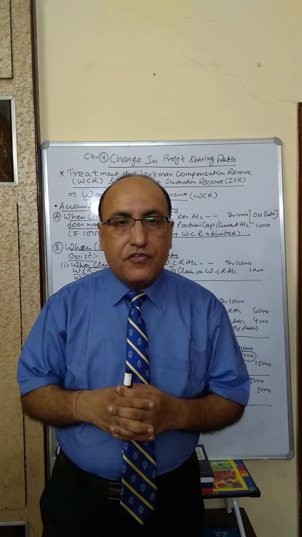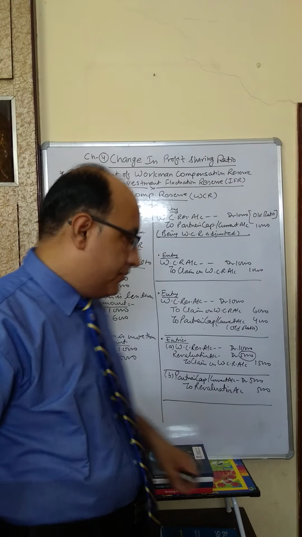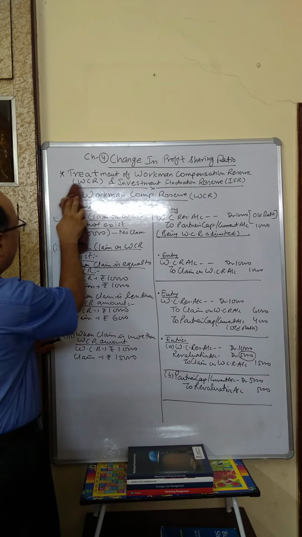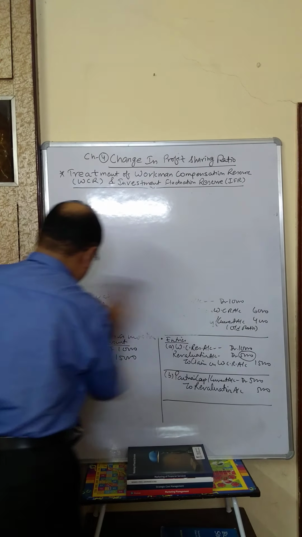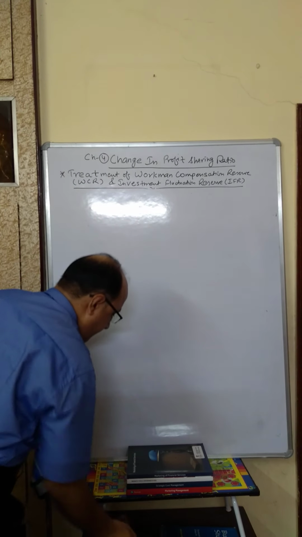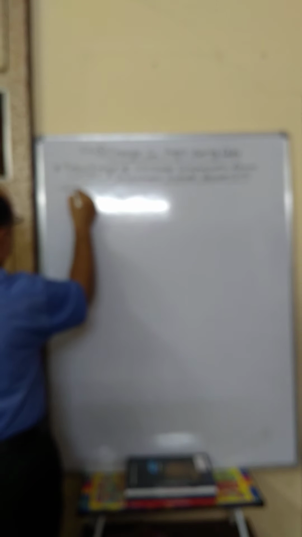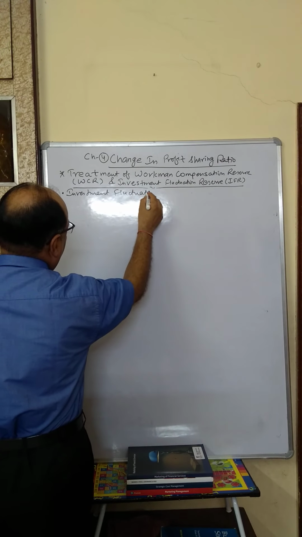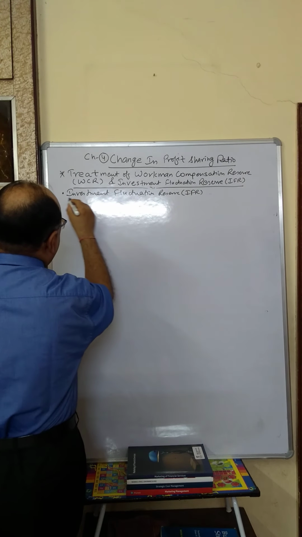Your workman compensation reserve concept is clear, right? Now I'll move to investment fluctuation reserve. Let me rub the board first, and then I'll go to the investment fluctuation reserve. Let's see how the investment fluctuation reserve is to be dealt with. The second point is investment fluctuation reserve, the abbreviation of which is IFR.